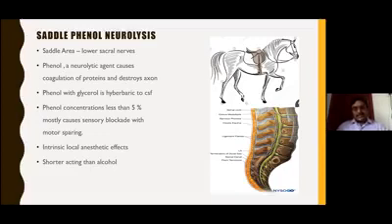From previous studies, it was known that phenol concentration of less than 5% only causes sensory blockade without motor blockade. And unlike alcohol, it has some affinity towards the small fibers, so it has an intrinsic local anesthetic effect. So there is no need to inject local anesthetic before this. However, the disadvantage compared to alcohol is that it is shorter acting, probably for 1 month to 1.5 months. Then we have to repeat the procedure.